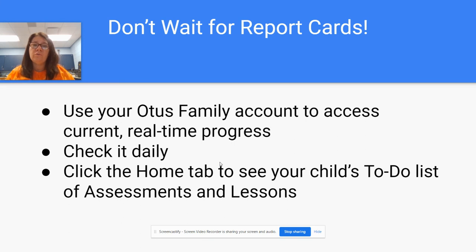And also, when you first log in to Otus, there's a home button. And when you go to that home button, there is your child's to-do list on the side. It's going to show assessments. It's going to show their lessons. It's going to show what was assigned today. The students in their account have that very same to-do list. It's a great way to make sure they're staying on top of their work and not getting behind, and that they're not missing an assessment that they were supposed to do somewhere.